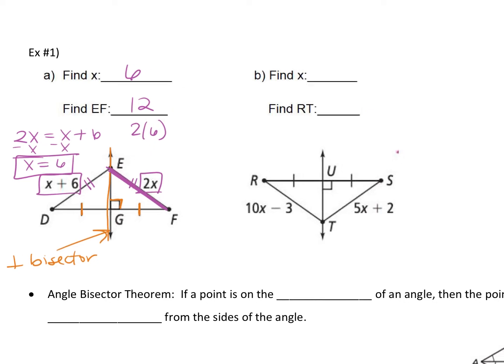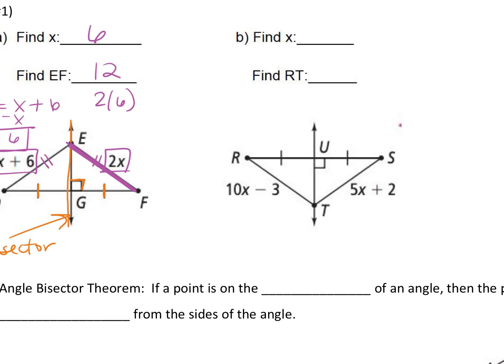Okay, look at letter B there. Letter B says that this is perpendicular and these are congruent. So what is our perpendicular bisector? Which segment or line? Not RT and ST. Those are the ones that'll be equidistant. UT is your perpendicular bisector.